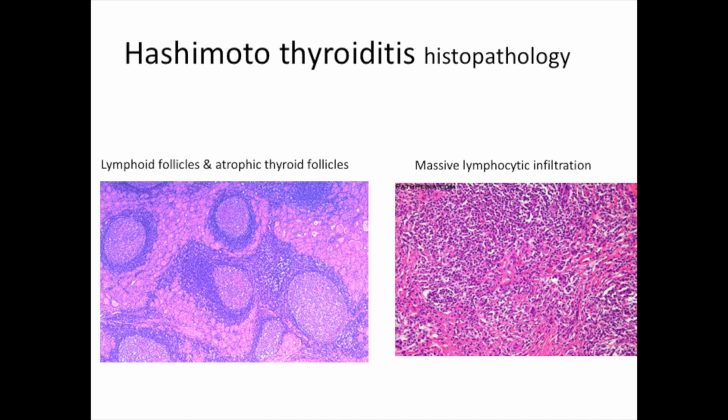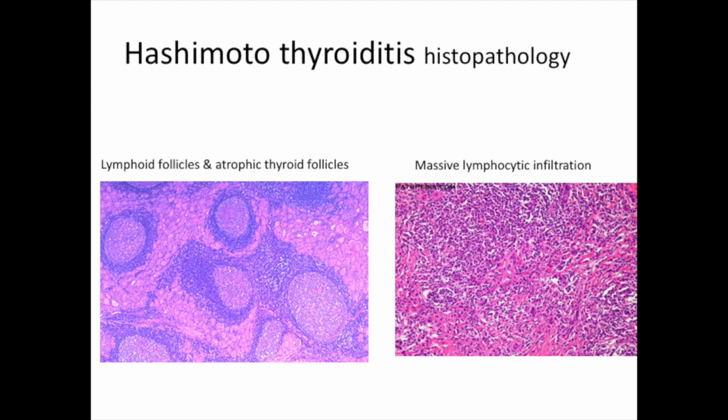You can see here on the left side of the slide there is lymphoid follicle formation and aggregation of the thyroid lymphocytic cells and atrophy of the thyroid follicles. On the right hand side of the slide, you can see the massive lymphocytic infiltration of the gland.